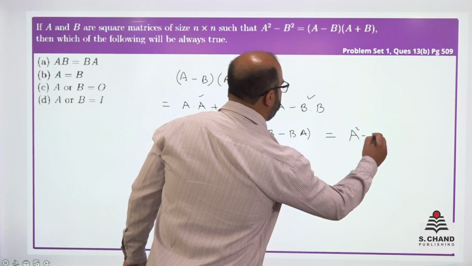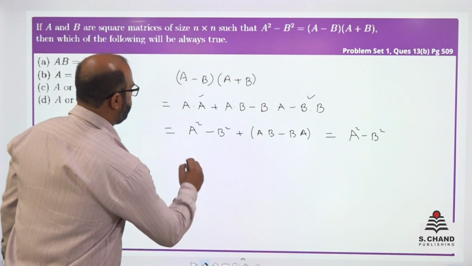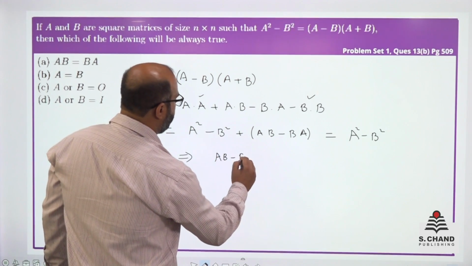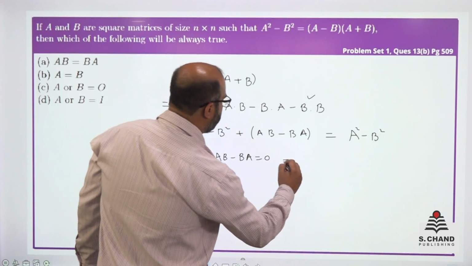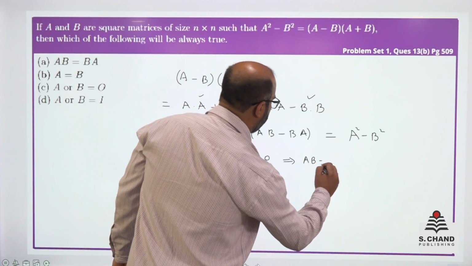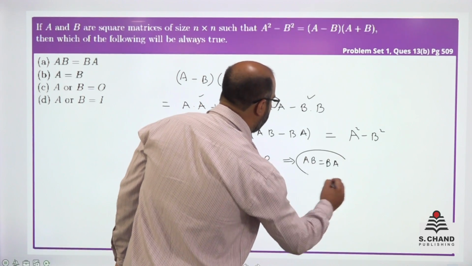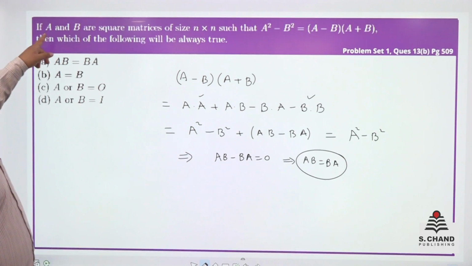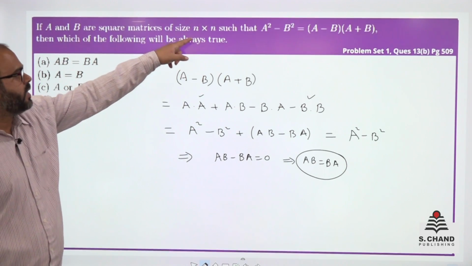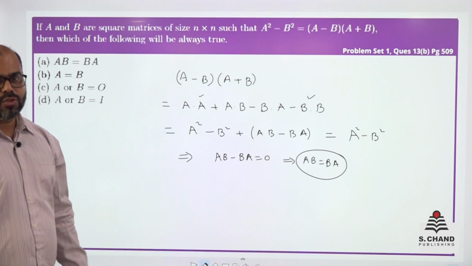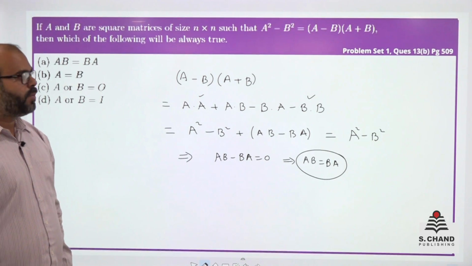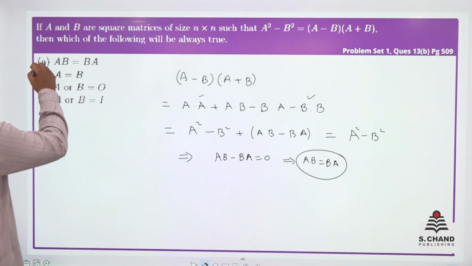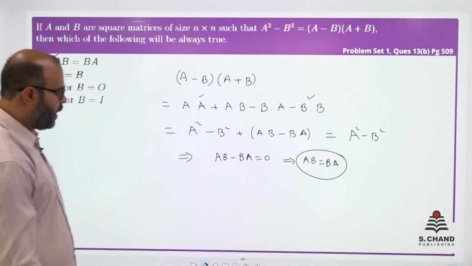Now they are saying that this is equal to A square minus B square. So when is it possible? It is only possible if AB minus BA is equal to 0, which implies that AB is equal to BA. So this is the condition here. In that case, this will be true, not always. So it will be always true when AB is equal to BA.